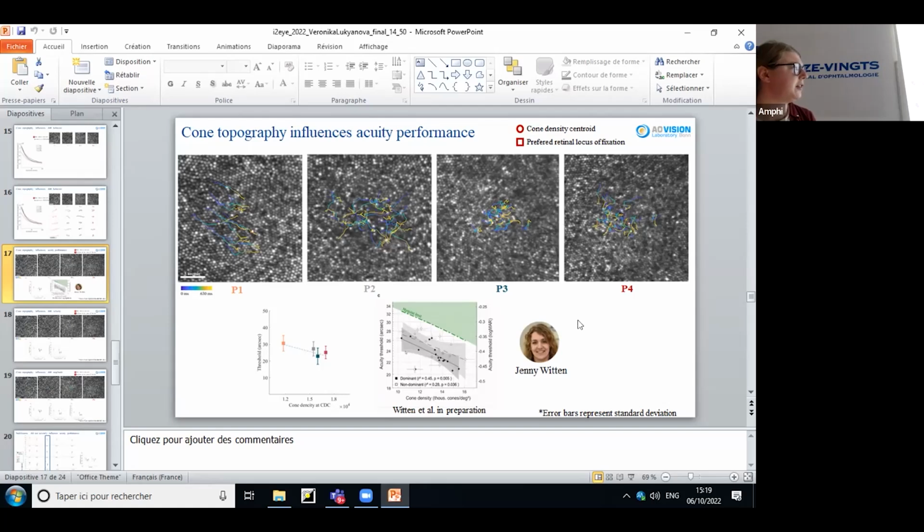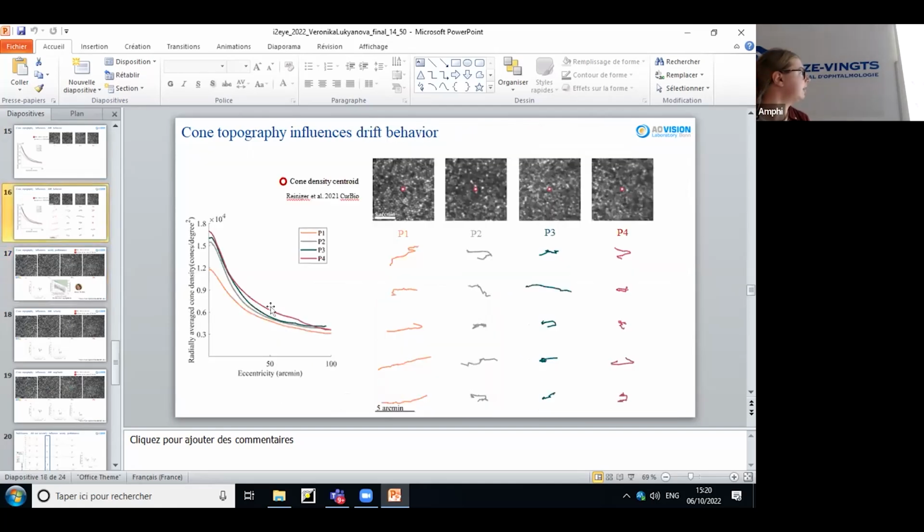Jenny is preparing her paper, but she showed that subjects tend to start somewhere outside of the very foveal center, but then move the stimulus towards the cone density centroid. For this particular subject, she's very interesting. She was always starting somewhere completely outside of the foveal center and then dragging the stimulus towards the cone density centroid. We think she will start somewhere here, for example, and then go towards it. This is normal for everybody, but for her it was extreme.